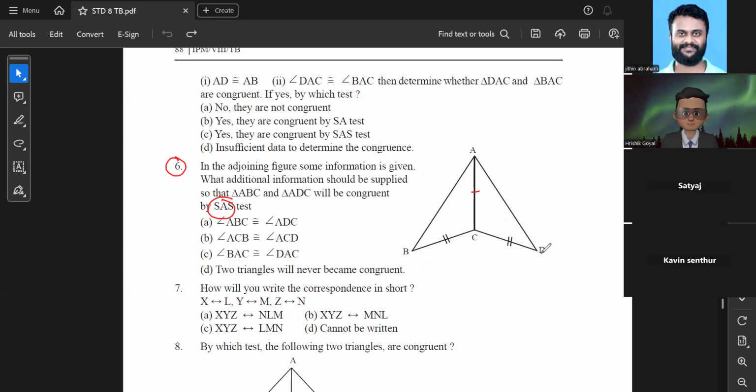So which information is needed now? Angle ACD and angle ACB should be equal. Very good. So option B is your correct answer. Do you understand? So this particular angle must be equal to this particular angle. If this data is given, then I can prove with the help of SAS test.